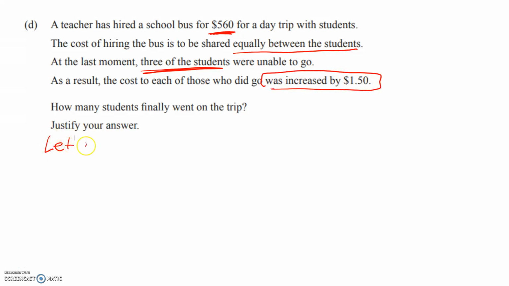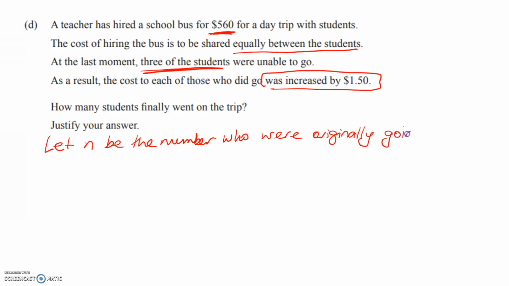So we're going to start by saying let n be the number who were originally going. It doesn't matter, right? It'll come out. You'll see that it comes out the same whichever way you start. But that means that what we had is we had the $560 being shared among n people. And we know that that's the same as the $560 being shared among 3 fewer people, but it's $1.50 cheaper.